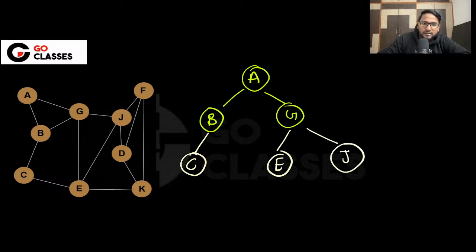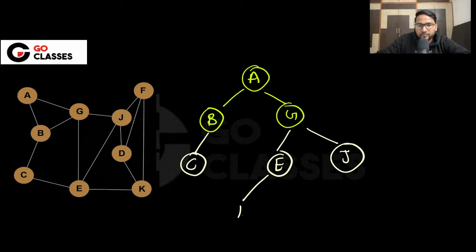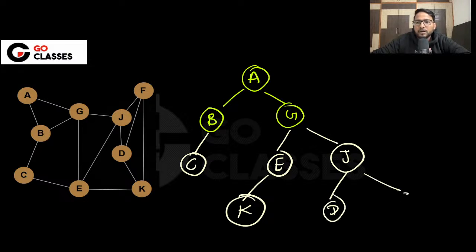I think that is fine. Then from this E, you will go to K, J and K. Let me write in alphabetical order. J and K. And then from this J, sorry, J is already explored, so you will go to only K, right? And then this is done. I think from this J you will go to D and F.